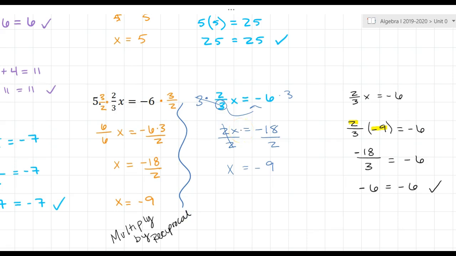So what we did here was multiply by the reciprocal. What we did here was multiply by 3, the denominator, then we divided by 2, the numerator. You can use either way to solve this type of equation.